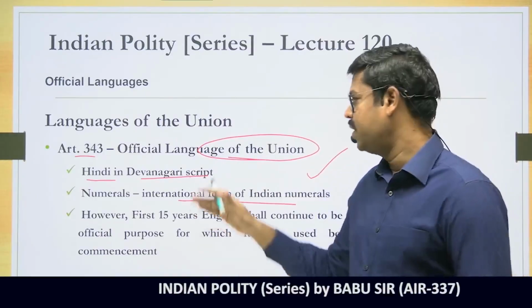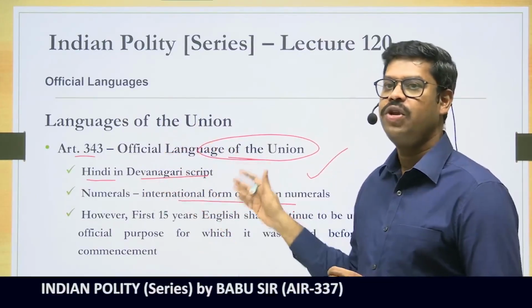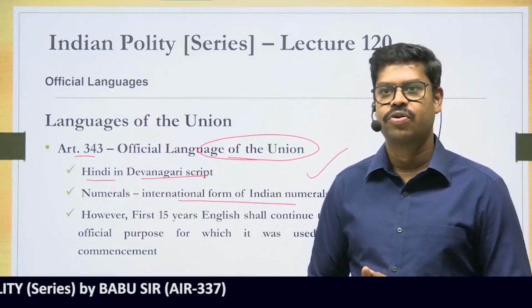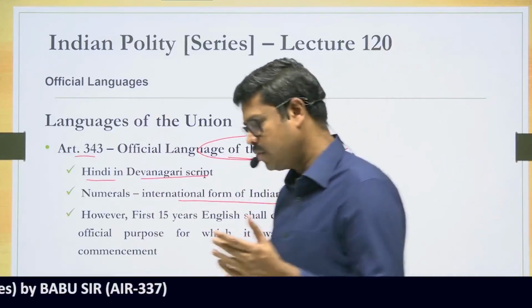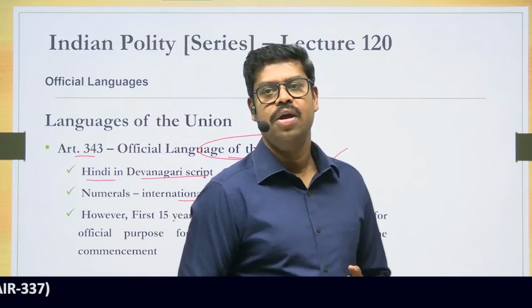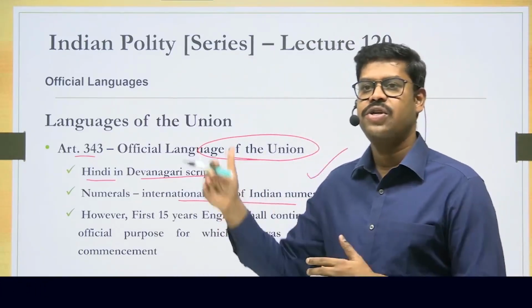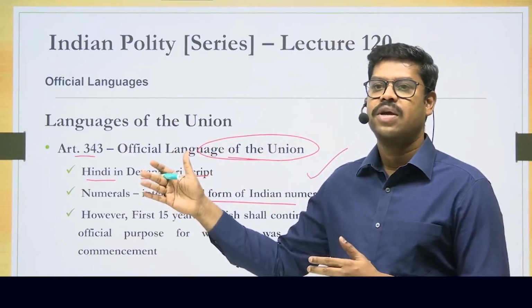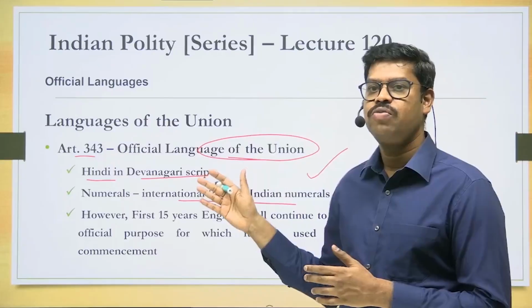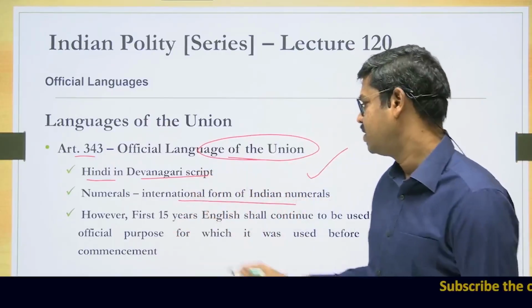Apart from Hindi in Devanagari script and the international form of Indian numerals, for the first 15 years after the commencement of the Constitution, which came into force on 26 January 1950, in addition to Hindi in Devanagari script and the international form of Indian numerals, English can also continue to be an official language. That is for how many years?